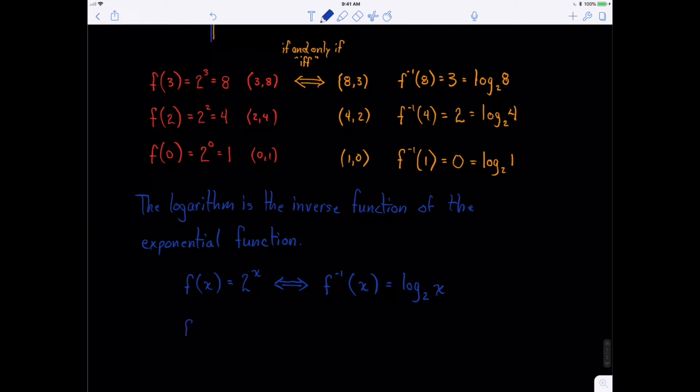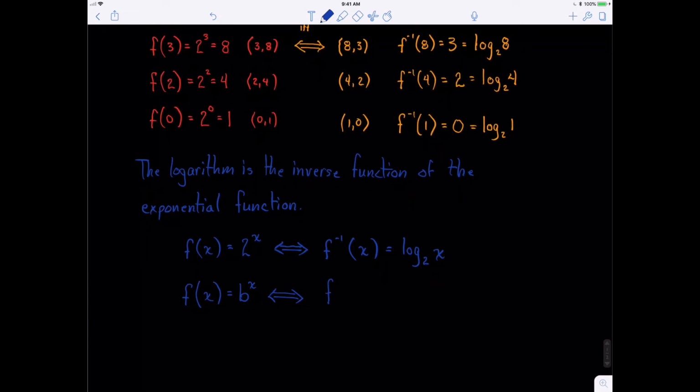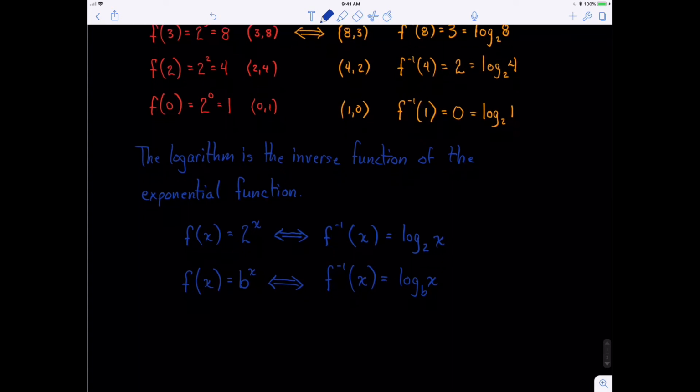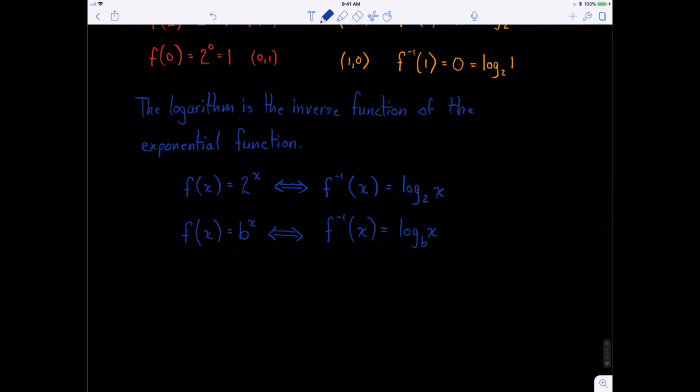Now let's try this. In general, what if we just have any base? To represent any base, we usually use b. So what if I have some base raised to the x? Then what I know is going to be true is that the inverse function of this, in general, is the log in that base of x. And so now, if you know the exponential function, you also know its inverse function.